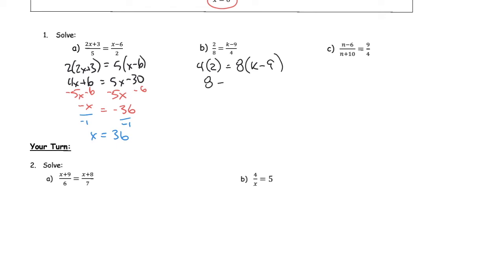So we're going to get 8 is equal to 8k minus 72. And then I'm going to subtract. I know that there are easier ways to do this. I totally get that. But I also know that there's going to be a lot of people out there that just won't like to do it any other way here.